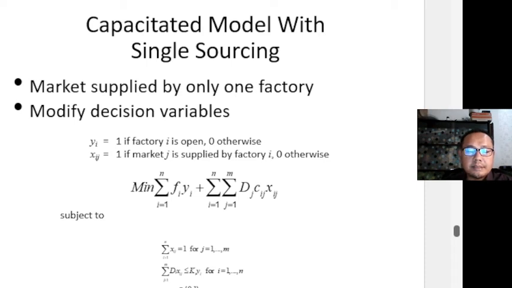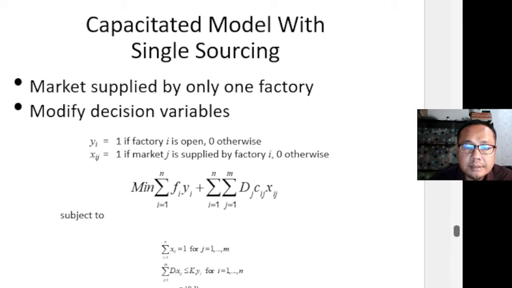In some cases, companies want to design a supply chain network in which a market is supplied from only one factory, referred to as single sourcing. Companies may impose this constraint because it lowers the complexity of coordinating the network and requires less flexibility from each facility. So the plant location model discussed earlier needs some modification to accommodate this constraint.